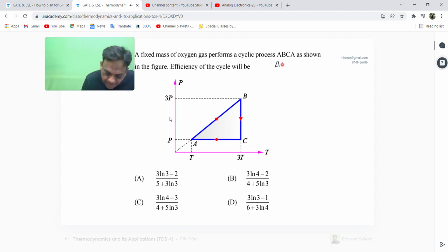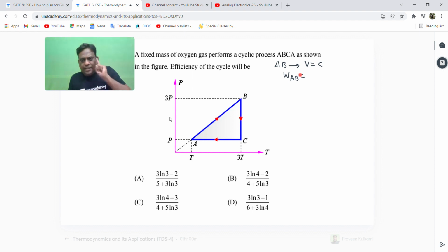What is A to B? Constant volume. What is work in A to B? Anyone in the class? Nobody is telling. Work in a constant volume process is 0. What is heat transfer in AB? It is a constant volume process.